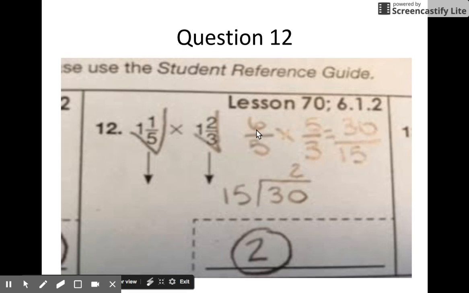Now I can multiply them across. 5 times 6 is 30, and 5 times 3 is 15. Since I know this is improper, I must divide. 30 divided by 15 is 2, and I come up with the answer of 2.